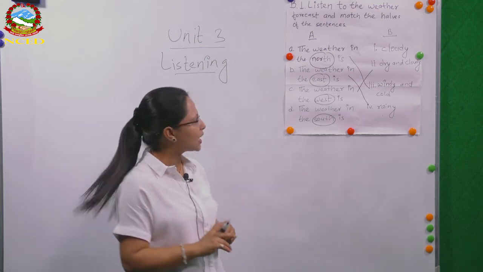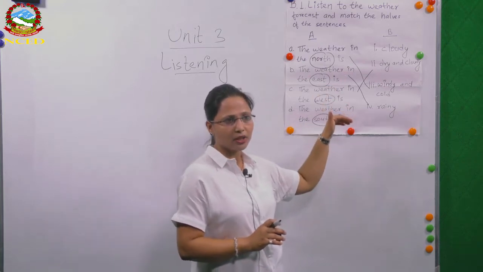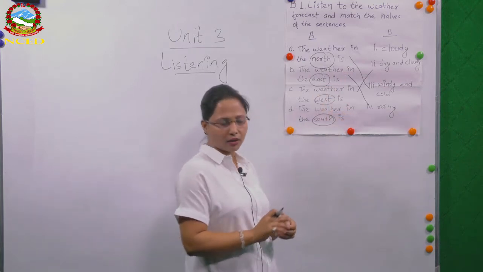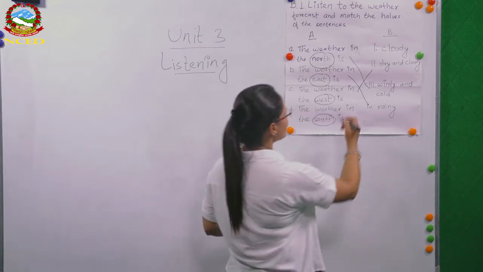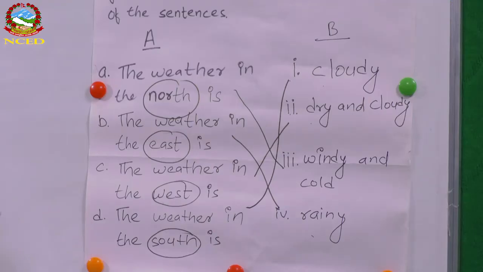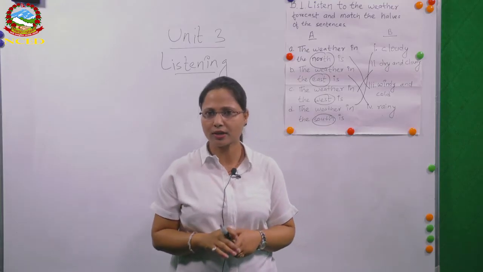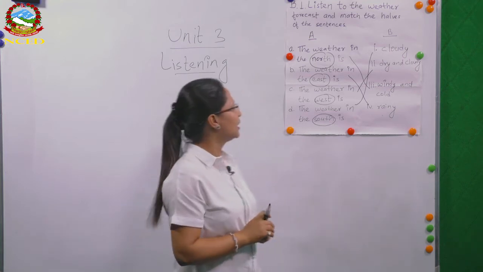So most of the time, during the day, the weather in the south will remain cloudy. Only in the afternoon, it may be a little sunny. So the right answer is D, matches with number 1. So are your answers also correct? Have you checked? Good.